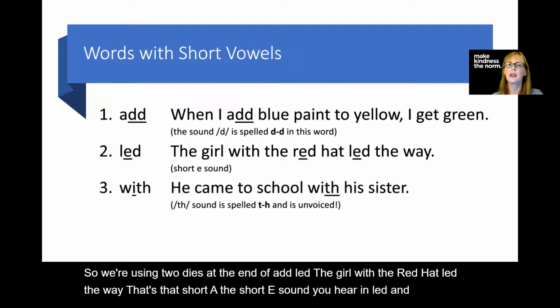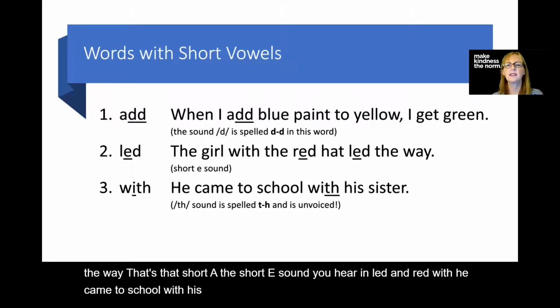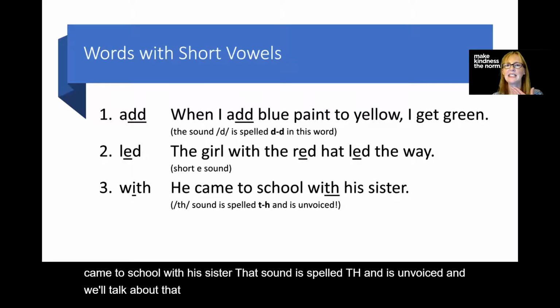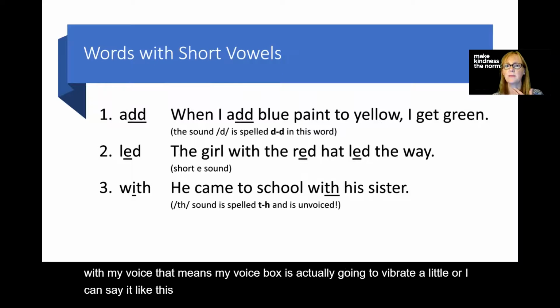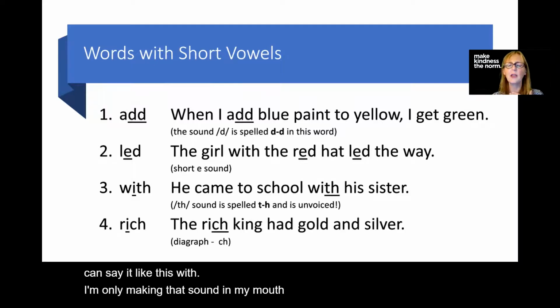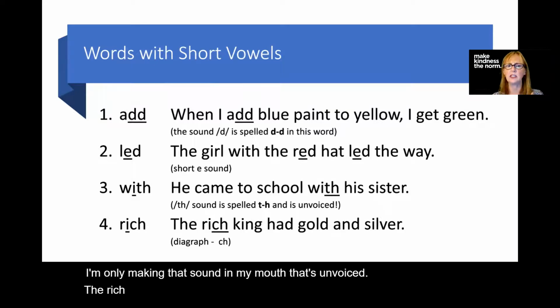With. He came to school with his sister. The th sound is spelled TH and is unvoiced. And we'll talk about that more. But what I'm saying there is I can say the th with my voice. That means my voice box is actually going to vibrate a little. Or I can say it like this, with, I'm only making that sound in my mouth. That's unvoiced. The rich king had gold and silver. The digraph is CH or ch.